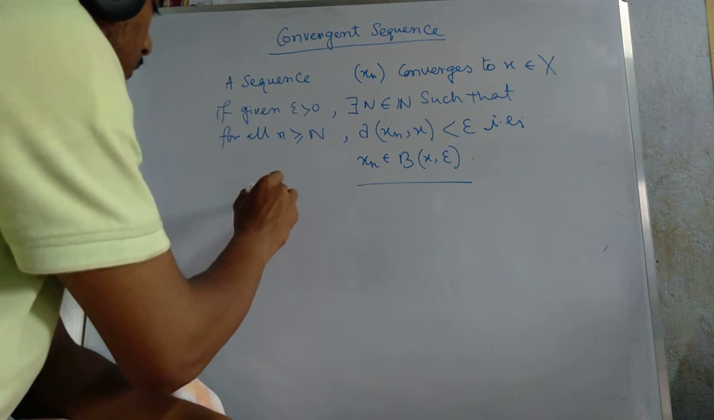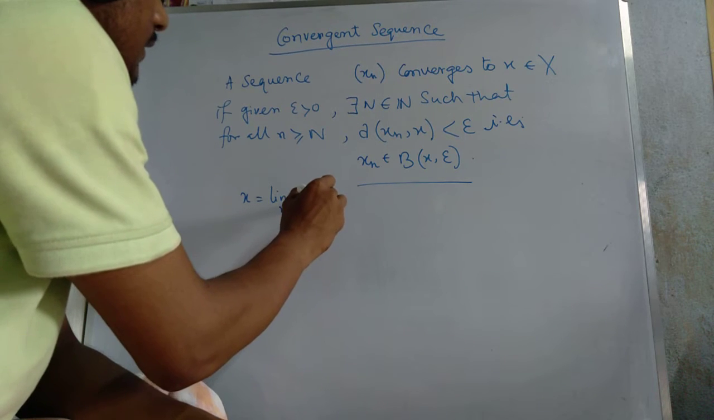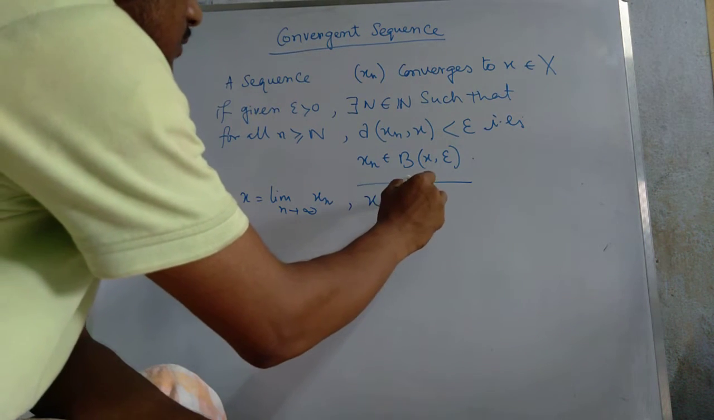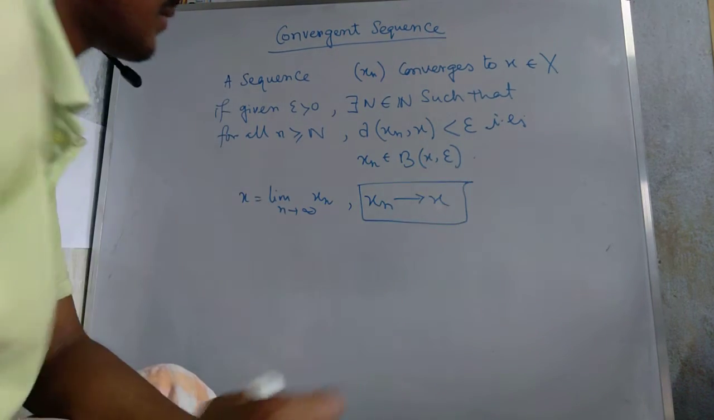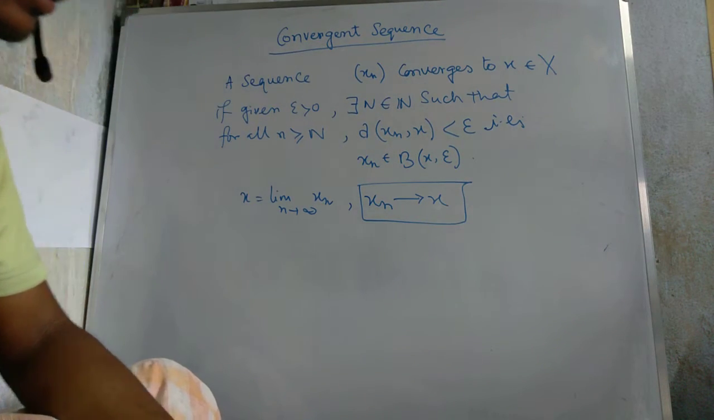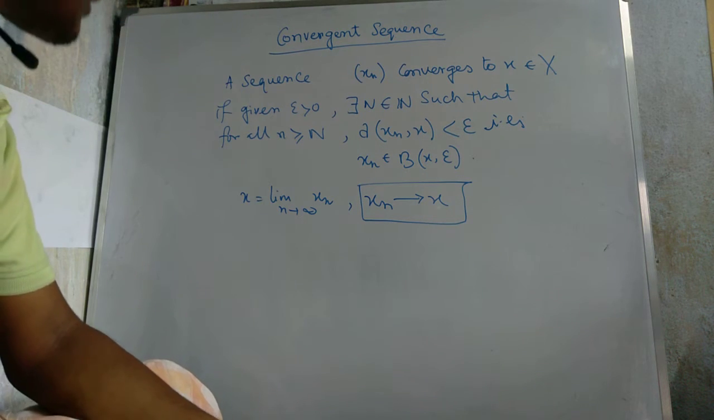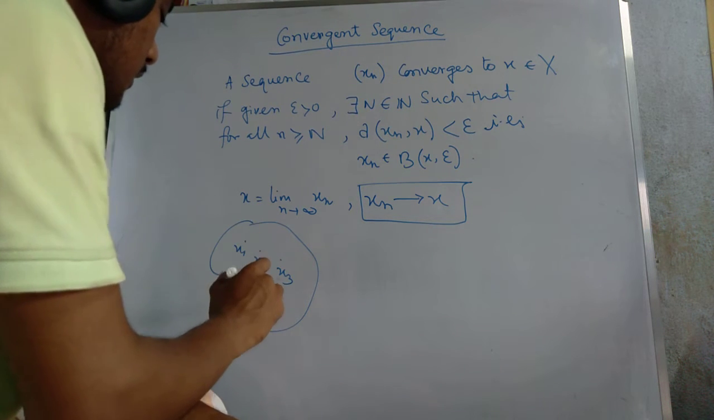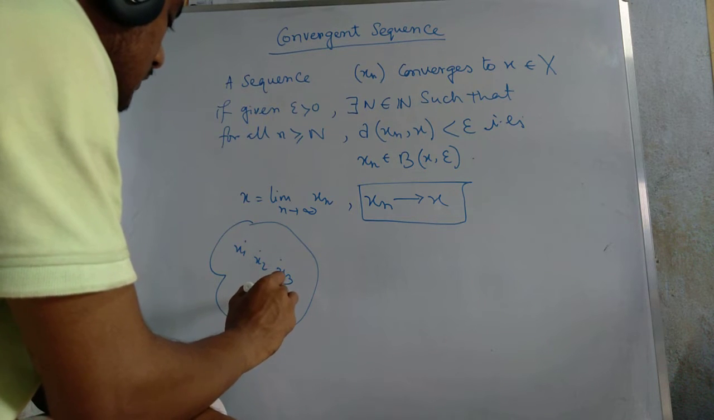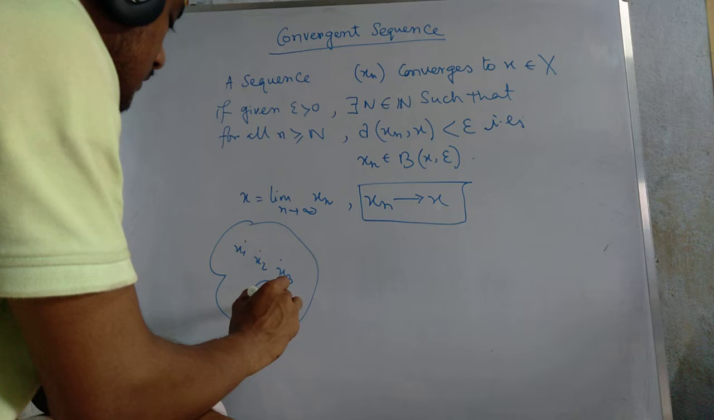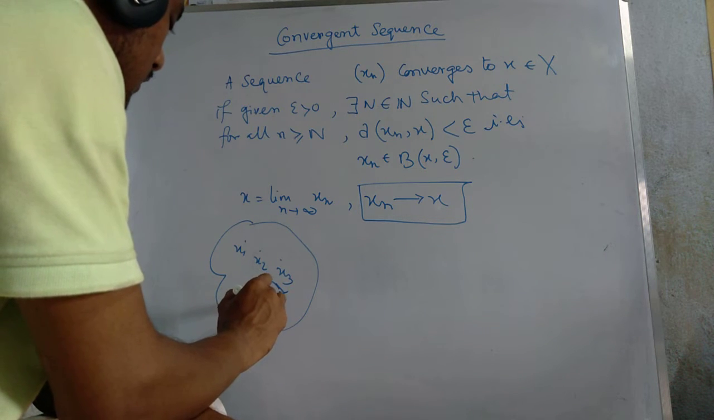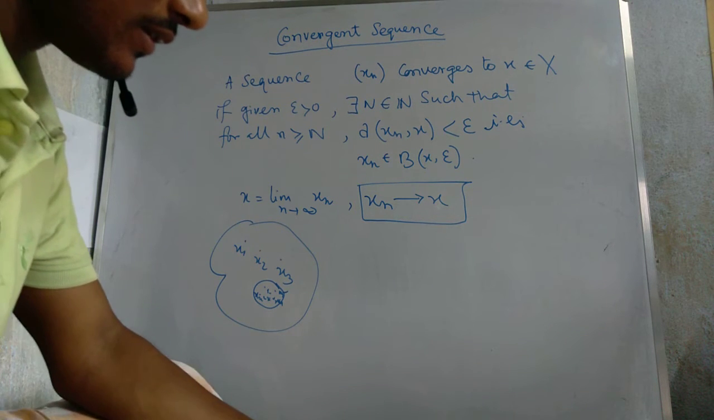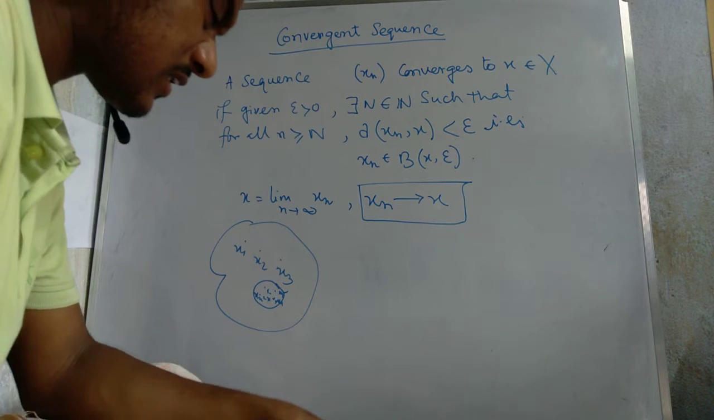Then we write x equal to the limit as n tends to infinity of xn, or in this way, xn converges to x. So if we write x1, x2, x3 and this point x, then all of x4, x5, up to xn are contained in this ball. Okay, this is a convergent sequence.